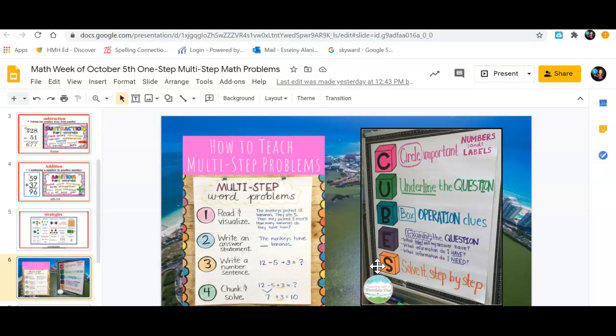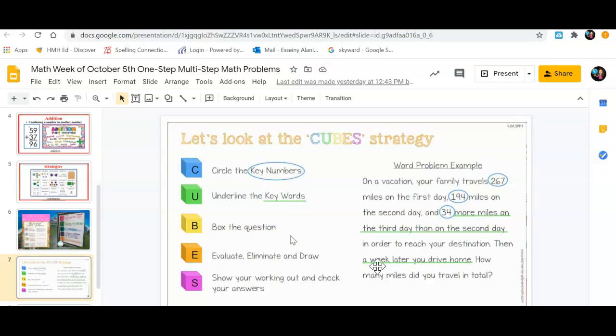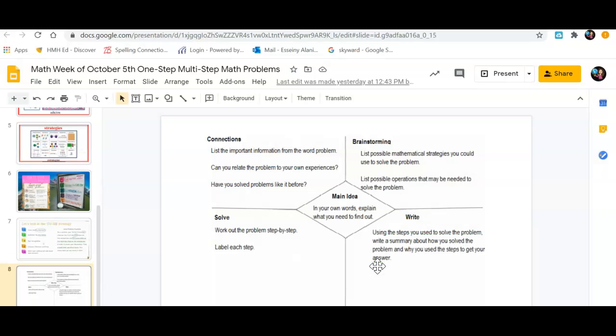And then remember, these are our strategies: CUBES. Underline and circle the key information numbers, and then show your work. You can also use this 4 corners connection. You can connect the problem to your own life, brainstorm strategies, write the steps, and then solve the problem right here.